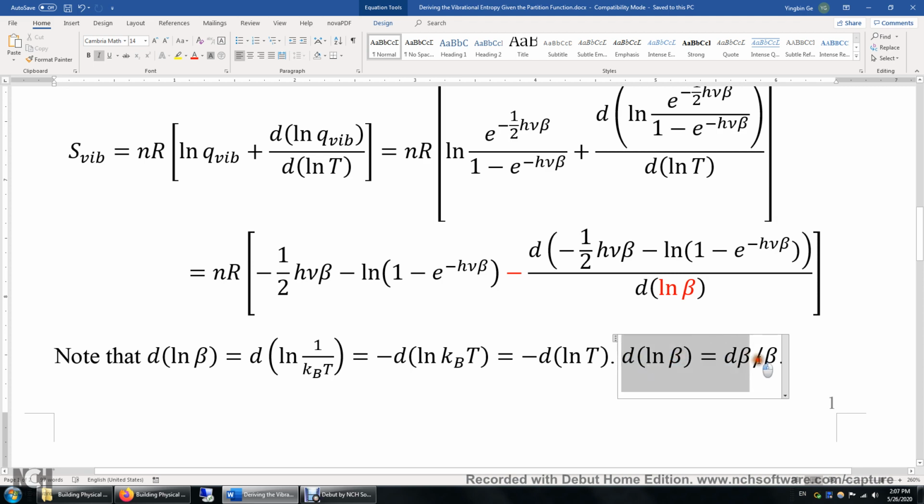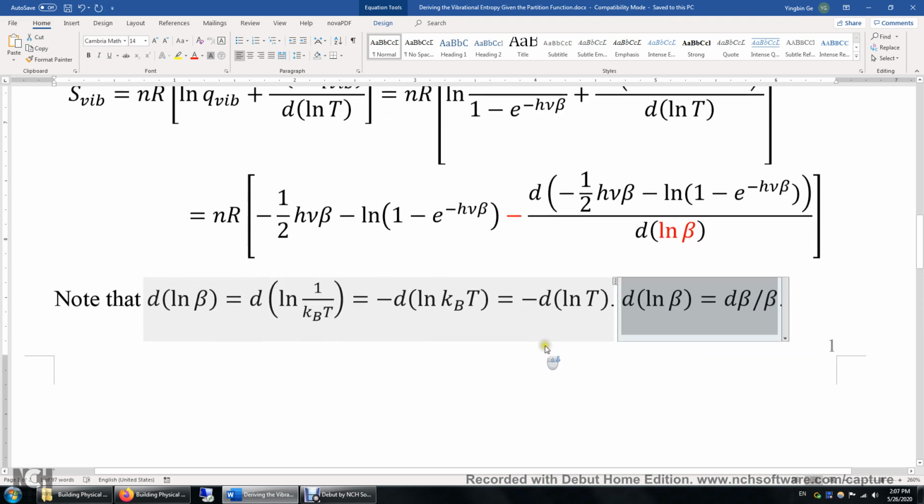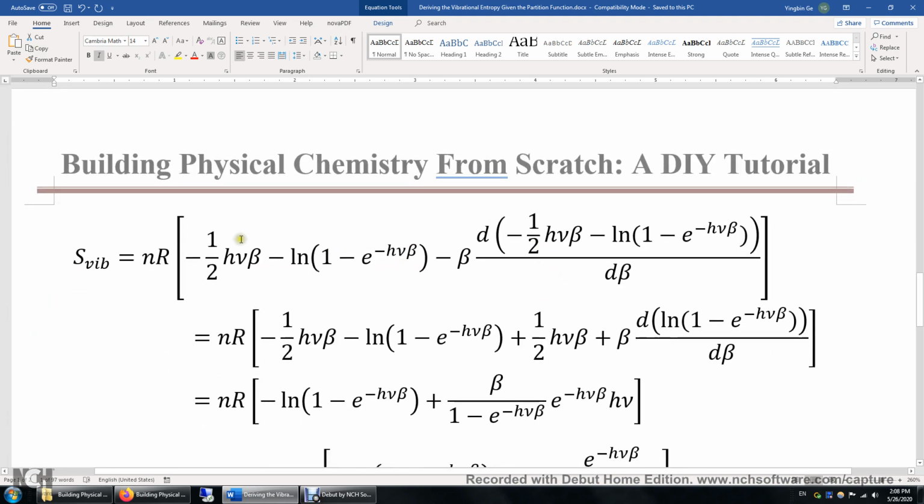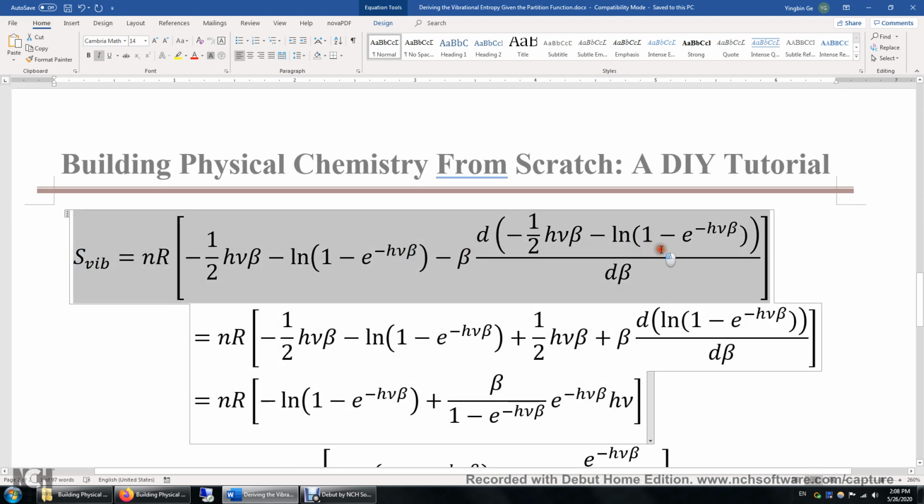Also, we know this equation holds true always. It's because the first derivative of ln beta is 1 over beta. Therefore, d ln beta is d beta over beta. So we're going to plug this into here. d ln beta is d beta over beta. And then we got this expression. It looks even more complicated, but we can simplify this.